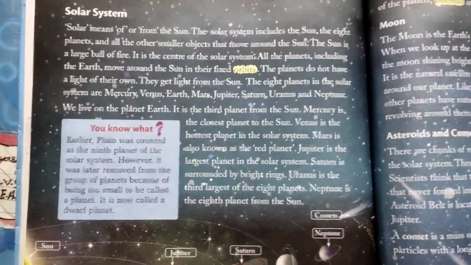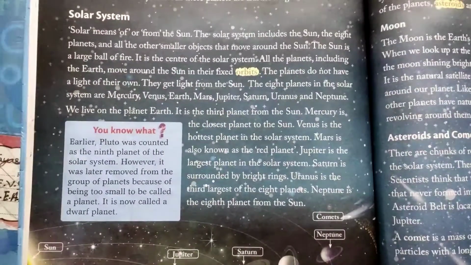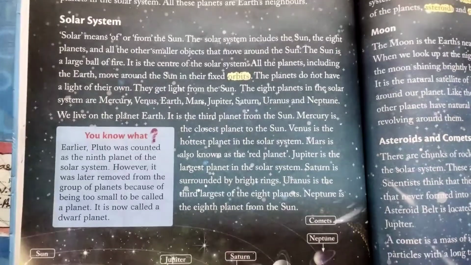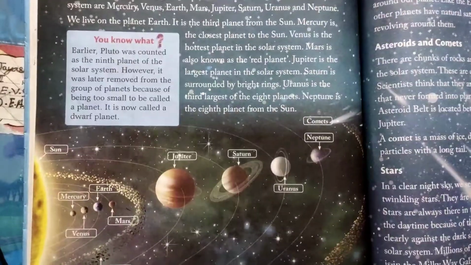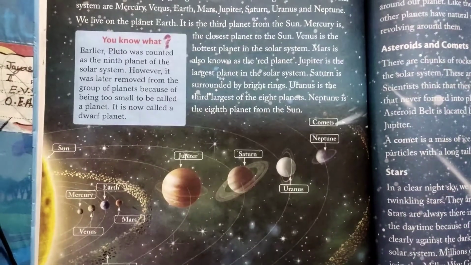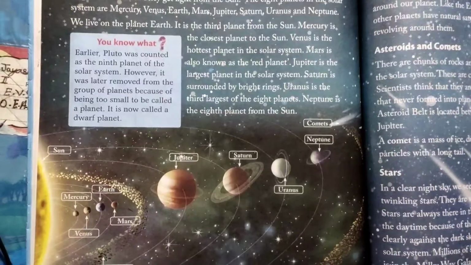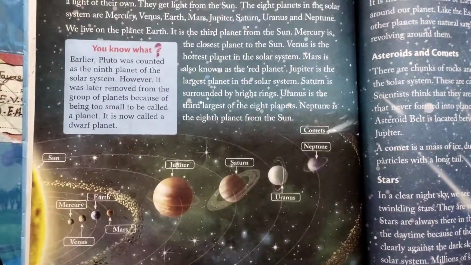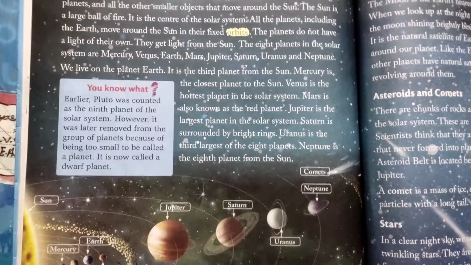So students, you can see the solar system consists of 8 planets, as you can see here. The first planet is Mercury, then we have Venus, then third we have Earth, then Mars, Jupiter, Saturn, Uranus, and last is Neptune. So all the 8 planets revolve around the sun.